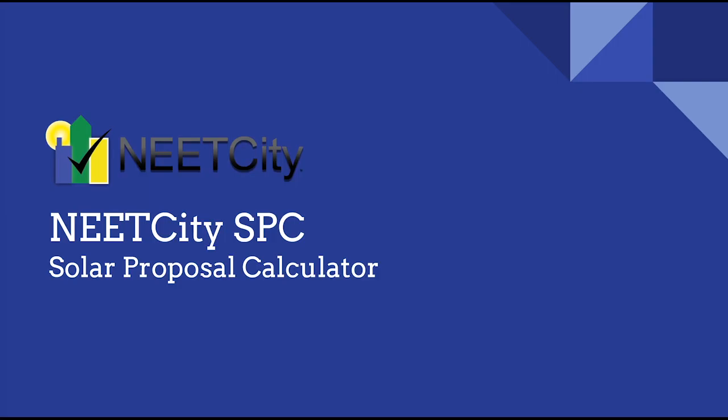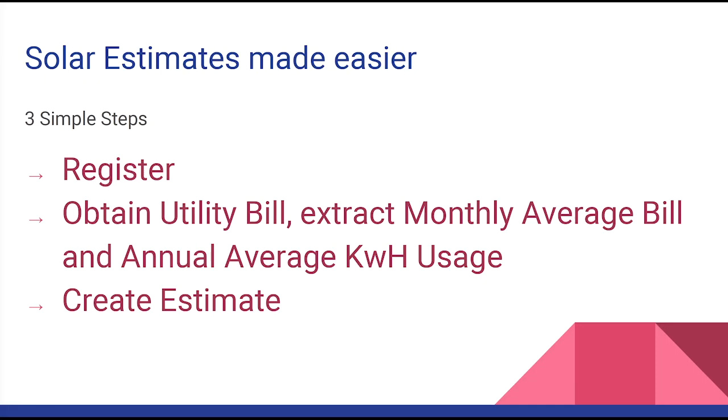So we're going to start off going through the presentation, very similar to what you saw in the video, but now we're going to go through each step. There are very simple 3 steps in order to generate a solar estimate. The first one is to register, very simple, put in your name, email, password, you log in, that's about it. Second one is to obtain the utility bill from the client and then extract some information, which is very simple: that is monthly bill average and the annual kilowatt. And the third is to generate the estimate.